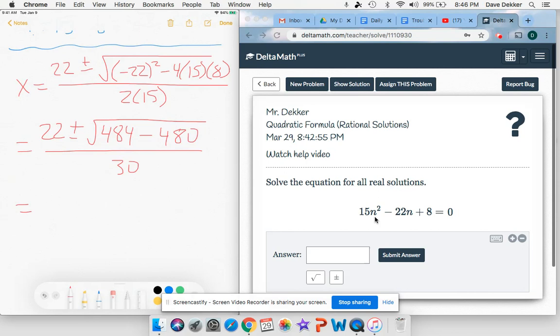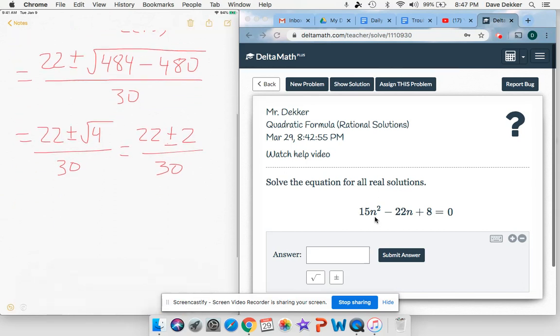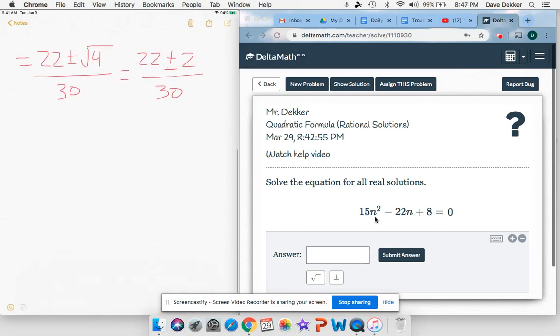Okay, so we simplify that just a little bit. We have 22 plus or minus the square root of 484 minus 480, which is 4, all divided by 30. And the square root of 4 is just 2. So we have 22 plus or minus 2 all over 30. We're getting really close. Again, just make sure that the work makes sense for you.